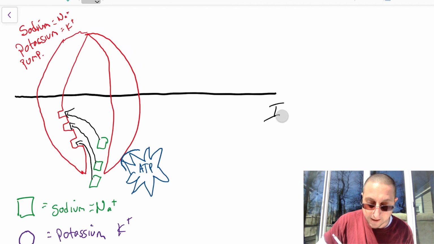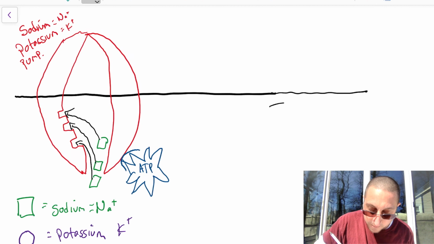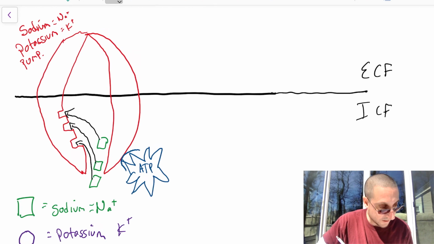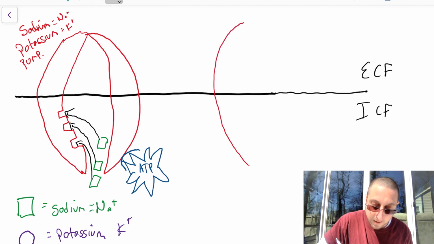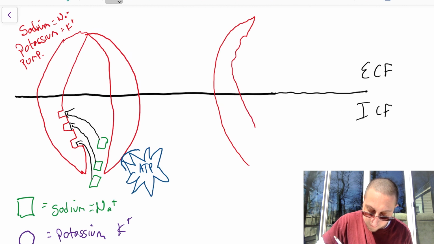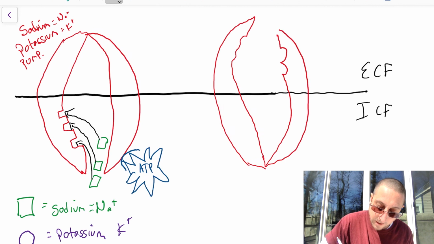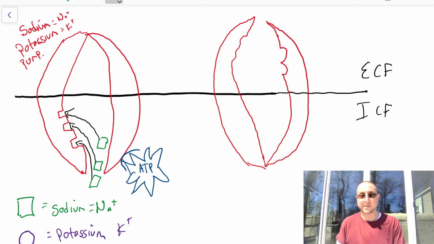I am going to erase my ECF and ICF. I'm going to extend that line over here, and we'll put ECF over here and ICF over there. And then we're just going to draw the shape change over here. So basically, what's going to happen is you're going to have this, right? And that's going to go like that. And then over here, you're going to have something along the lines of that, right?